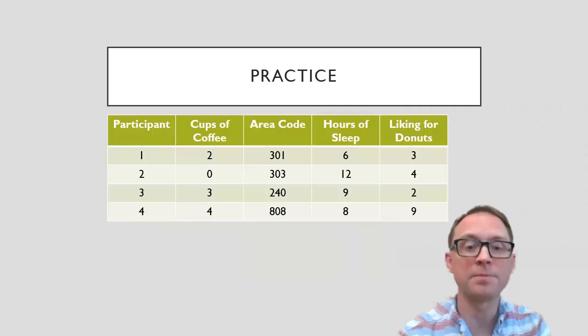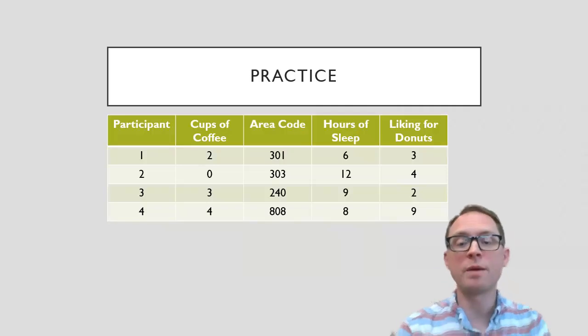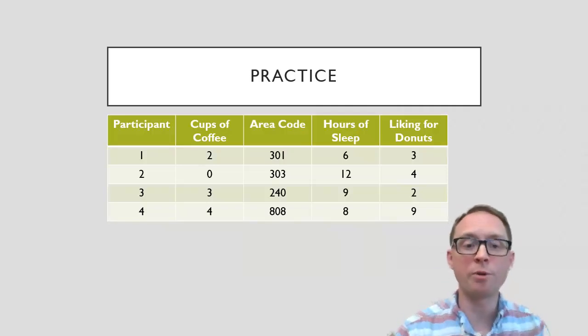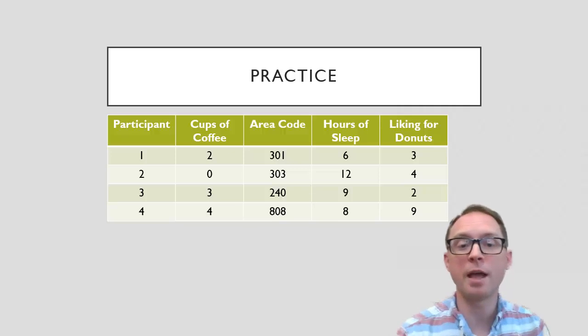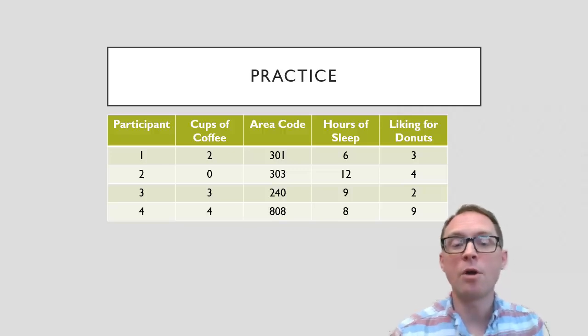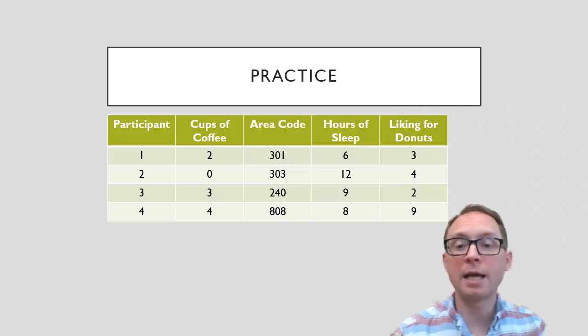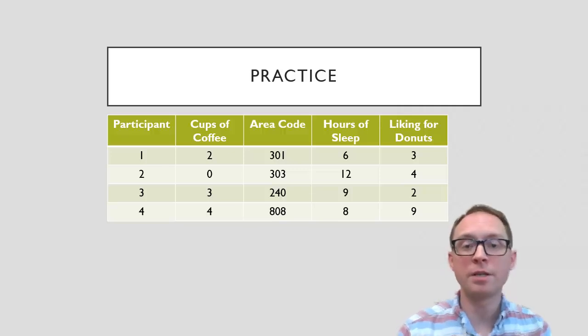Let's do some practice. Here's our practice. Remember, last time we talked about 4 participants and the number of cups of coffee they consumed, and now we also measured their area code, the hours of sleep, and liking for donuts. So, which one of these variables is nominal?